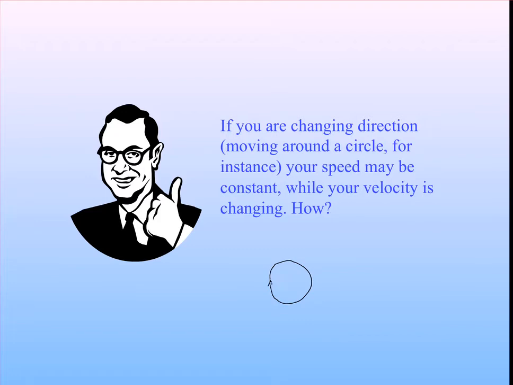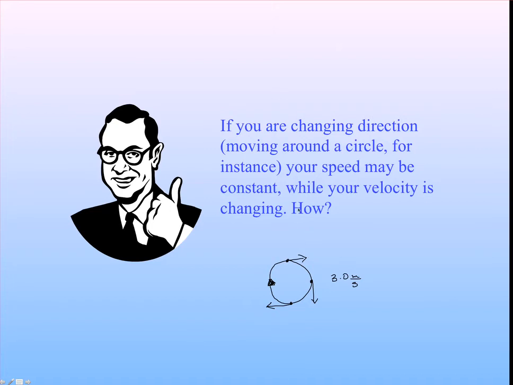Let's say you're going around at 3.0 meters per second. Your speed is constant. Your velocity as well in magnitude is constant. However, when you're at this point in the circle, your velocity is 3 meters per second to the right. When you're at this portion of the circle, your velocity is 3 meters per second downward. At this part of the circle, your velocity is 3 meters per second to the left. And so your velocity is changing in direction while staying constant in magnitude.